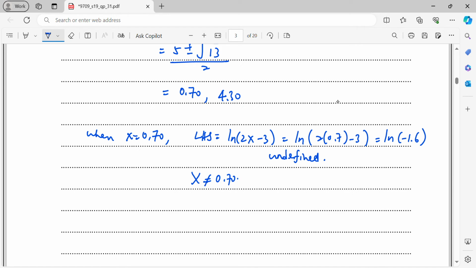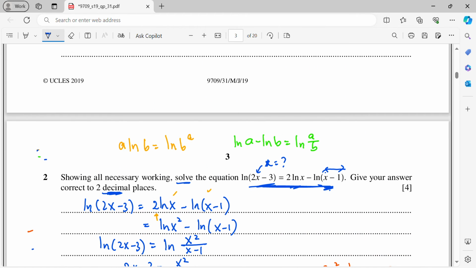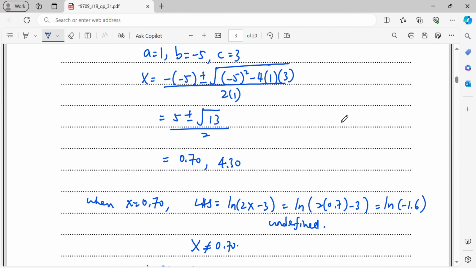Therefore, the x cannot be 0.70. So our x is only 4.30, because I noticed that when I substitute x equals 4.30 into the left side, this one will be greater than 3. And then here is positive, and this is also positive. Alright, so that's all for this working.